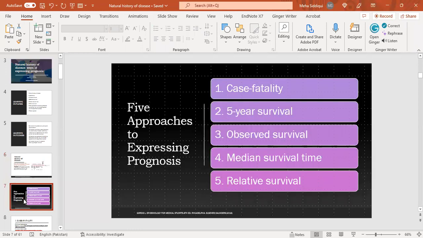Now, 5 approaches to expressing prognosis. These are case fatality, 5-year survival, observed survival, median survival time, and relative survival.